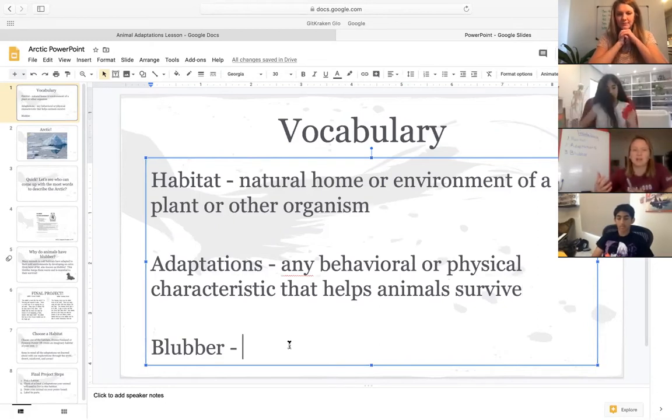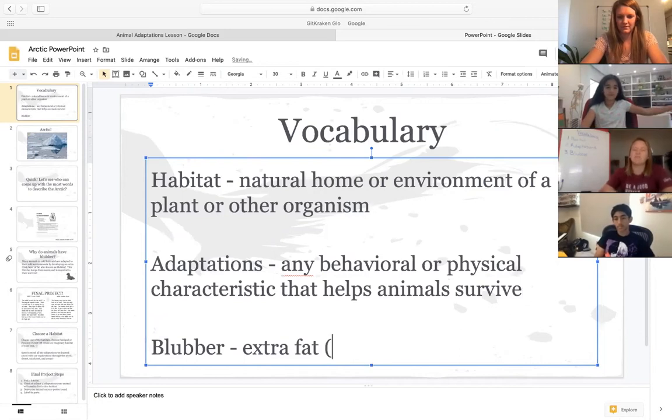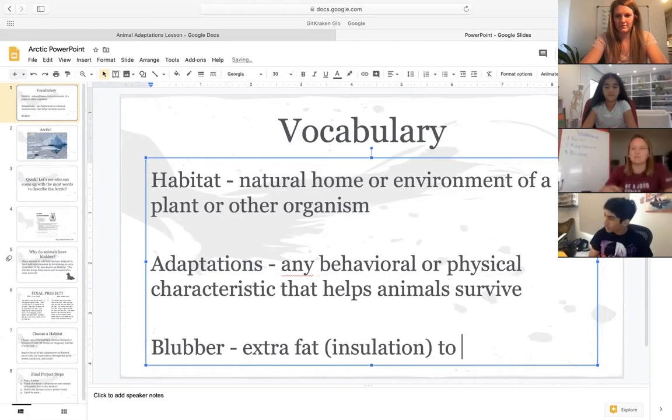The next one we're going to talk about is blubber. So blubber is extra fat or an insulation for the animal to help protect it from freezing temperatures. Seals and whales are examples of animals that have blubber.